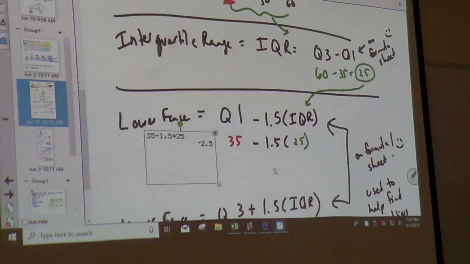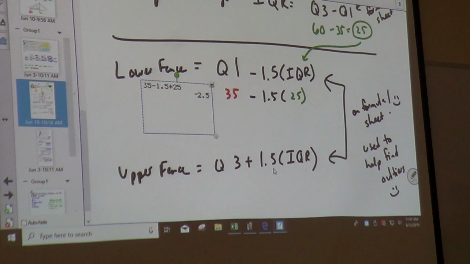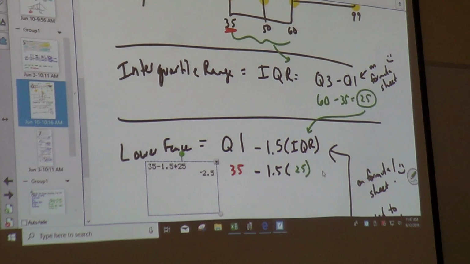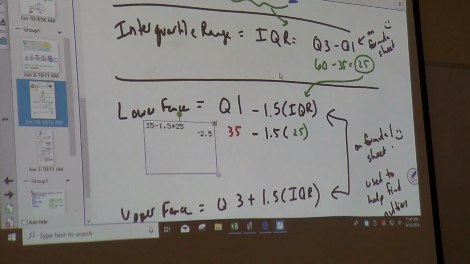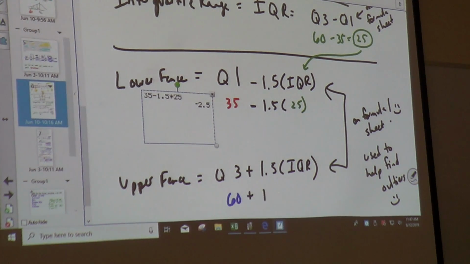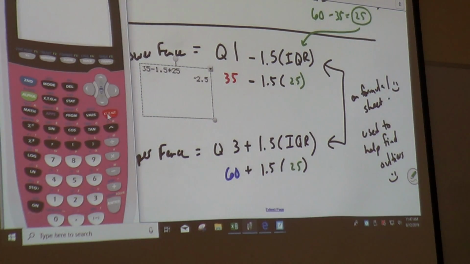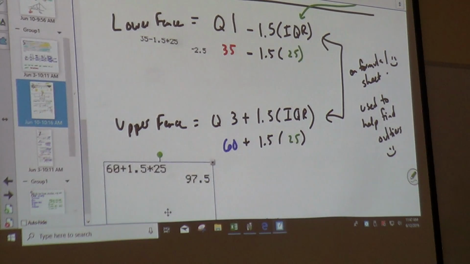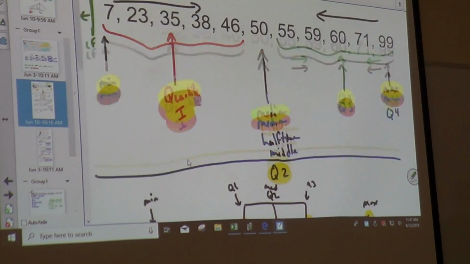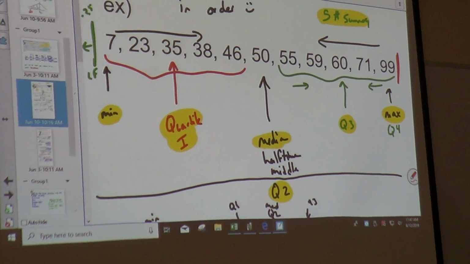Now I'm going to go the other way. I'm going to do my upper fence. I'm going to draw a line to say, do I have any outliers on the upper side? What is my Q3? 60. So 60 plus 1.5 times, what was the size of my box? 25. So I go to my calculator and do 60 plus 1.5 times 25. So 97.5 is my upper fence.